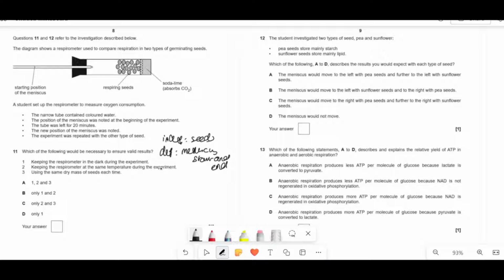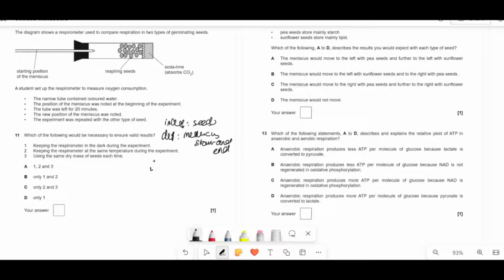So therefore, which of the following is necessary to ensure valid results? Keeping the respirometer in the dark during the experiment. Well, some seeds might need light to start germination, so that one's out. Keeping the respirometer at the same temperature, well, that is indeed correct.